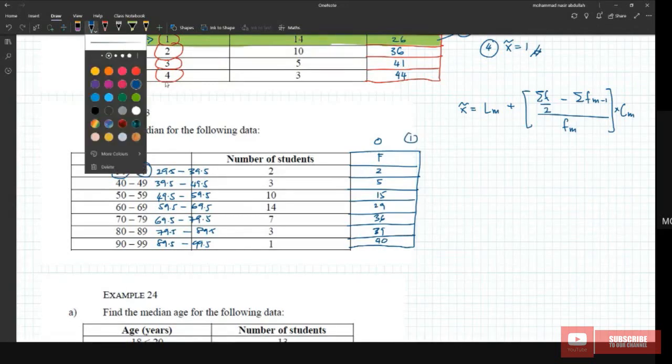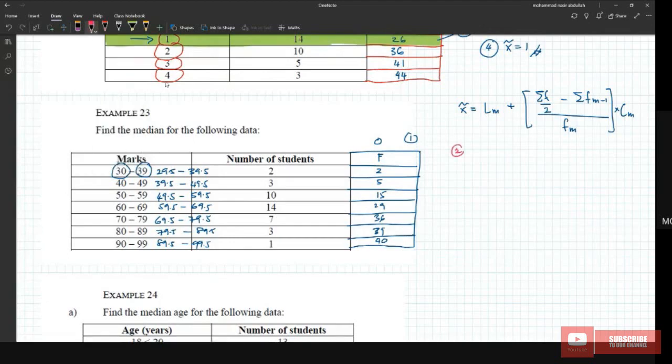So for the second step, we need to find the position of median, which is equal to summation of f divided by 2. 40 divided by 2 equals 20. Right.